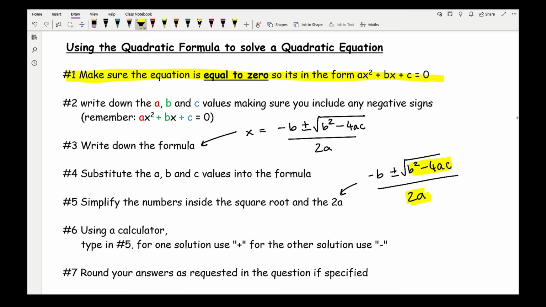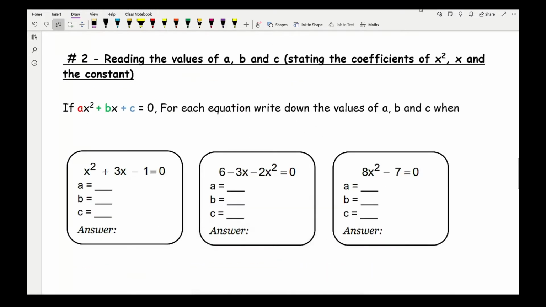And then the 7th step is then round your answers as requested in the question if specified. Now, if the question doesn't say round your answer to 2 decimal places or 3 decimal places, and more often it will do, then all you need to do is just write down 2 dp yourself or 3 sf, depending on what you've used, and then that will be absolutely fine. But again, this is a really, really important step: make sure that you are rounding your answers and you do check with the question on how they want your answers and what they want it rounded to.